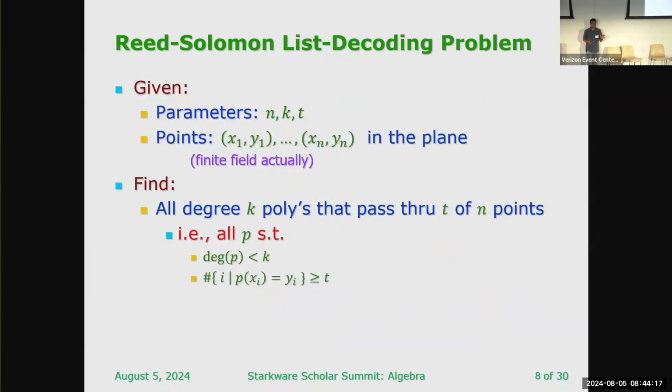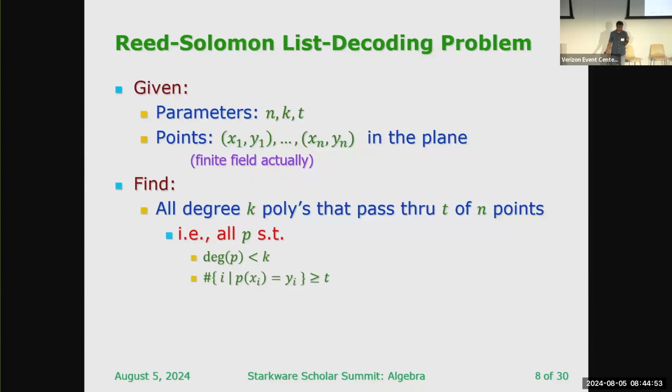Let me tell you what the list decoding problem is. I'm going to say this in math notation. The next slide will say it in less math notation. But what you're given are the parameters of the code, n, k, and t. What is t? t is the number of agreements I'm looking for. How many non-errors? So n minus t errors have happened. So t is the number of non-errors, or agreements. And I want to find all polynomials that agree with the list of specified points at t places.